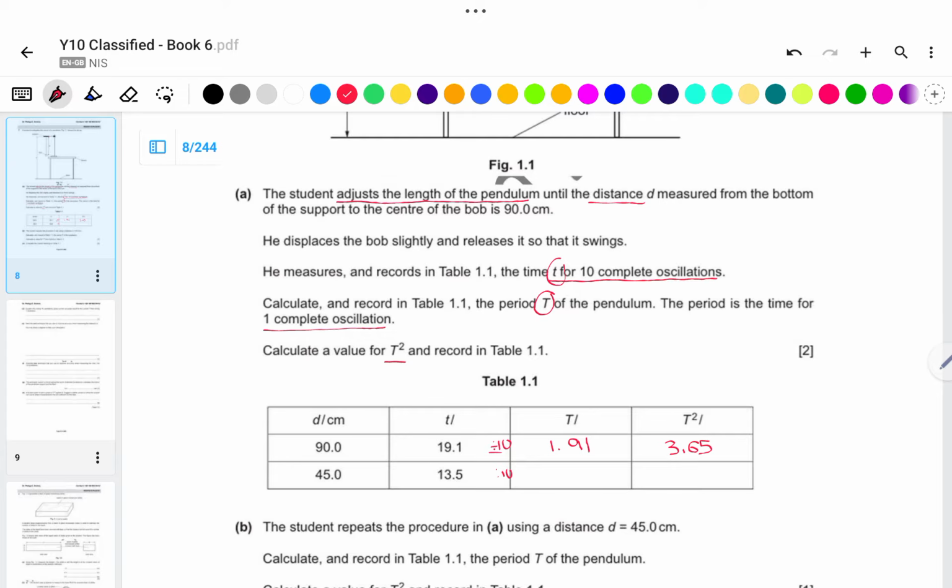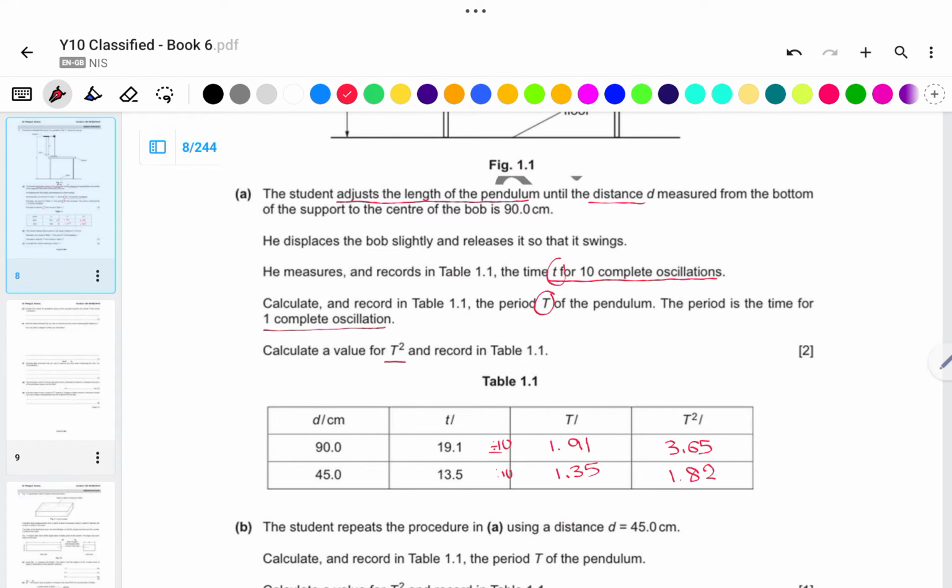And for the second one, it's 13.5. And what I need to do is I need to repeat the same steps. So 13.5 is going to be 1.35. And we need to square that. So let me just do it on my calculator. 1.35 squared. It's going to give me 1.82. Okay.